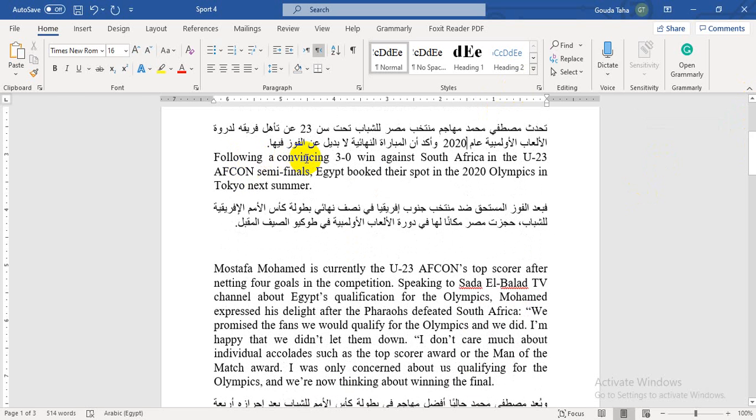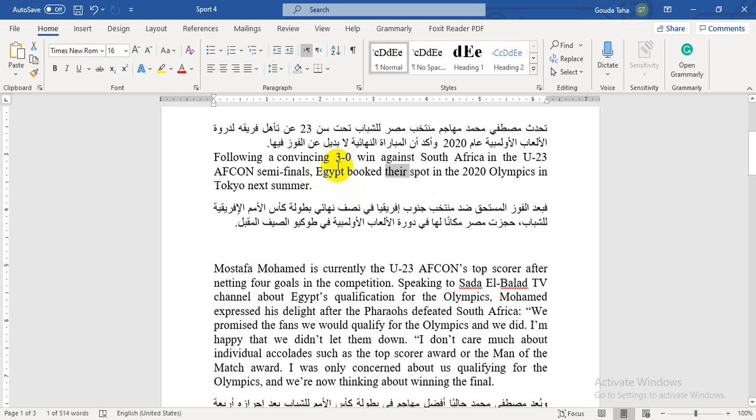Following a convincing 3-0 win against South Africa in the U23 African semi-final, Egypt pocked their spot. Egypt means the Egypt national team players pocked their spot. That's why we have "their," referring back to the players of the Egyptian national team. Egypt pocked their spot in the 2020 Olympics in Tokyo next summer.